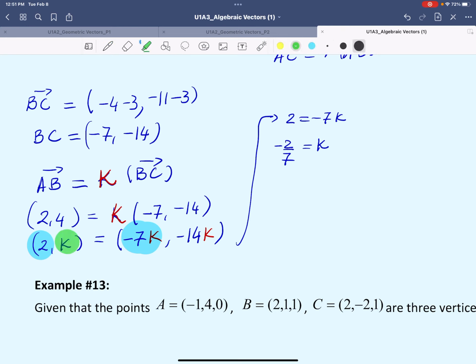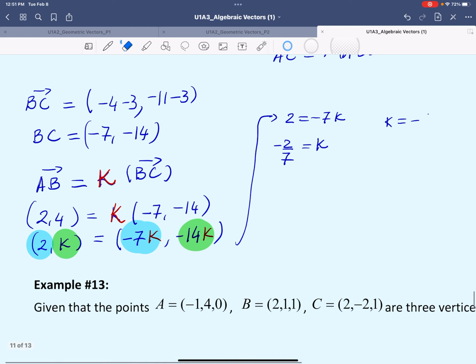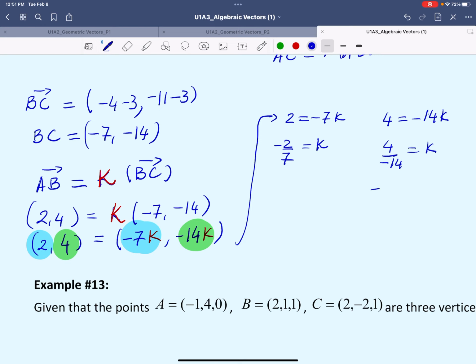Similar to this, we are hoping to get the same k value here. Remember, the y coordinate: 4 must equal negative 14k. I don't know how this happened. So, the best way to admit a mistake is by making fun of yourself. Here we go. 4 equals negative 14k. So that would give 4 over negative 14 equals k, and that equals negative 2 over 7.